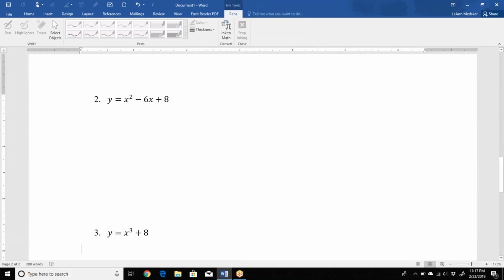Okay, when we look at number 2, it's a different feature to this equation. There's an x squared, and when there's an x squared and no y squared, the y is still to the first power. This is what we usually call, if that's our highest power, a quadratic, and it's going to have a U shape.